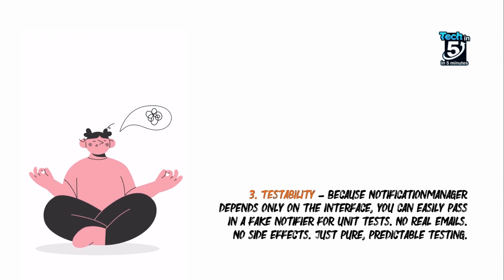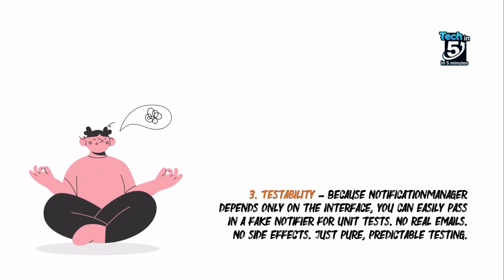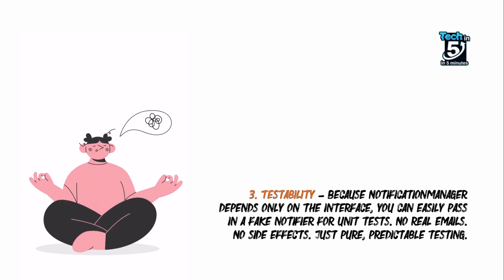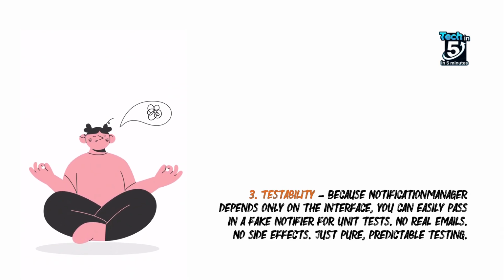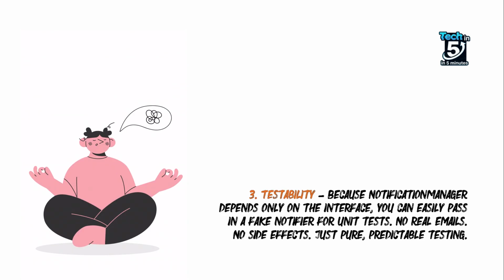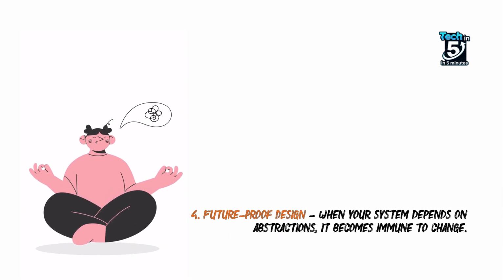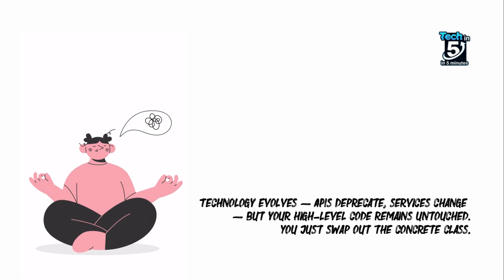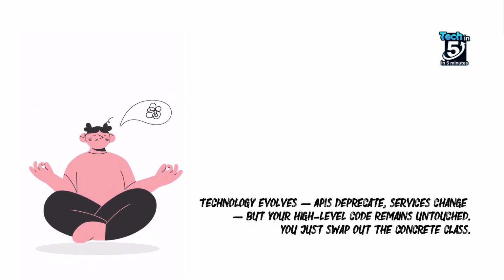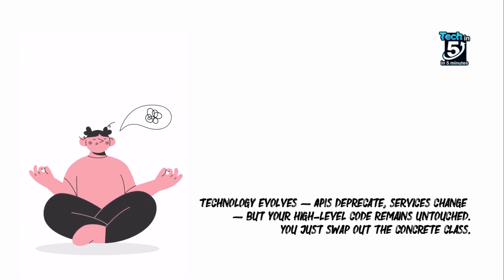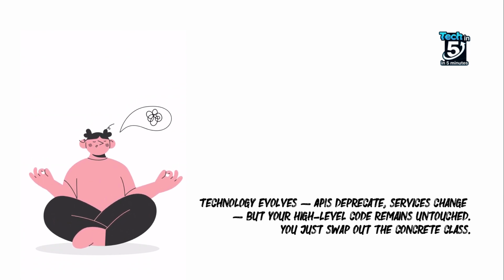Three, testability. Because NotificationManager depends only on the interface, you can easily pass in a fake notifier for unit tests. No real emails, no side effects, just pure, predictable testing. Four, future-proof design. When your system depends on abstractions, it becomes immune to change. Technology evolves. APIs deprecate, services change. But your high-level code remains untouched. You just swap out the concrete class.